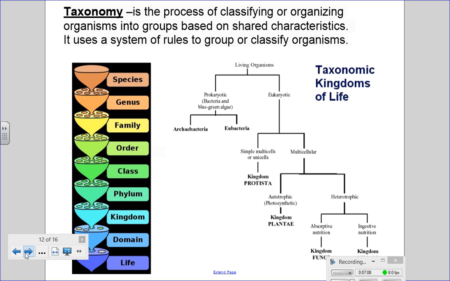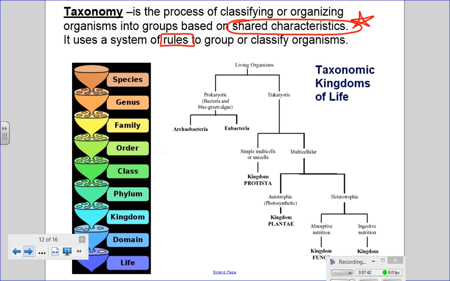Now, what is taxonomy? Well, it's the process of classifying or organizing organisms based on shared characteristics. And this is really the key. This is how we decide what group organisms go into. We look at their characteristics. It has to be characteristics that you can see, that are observable, so that we could use them to classify organisms. Basically, we have a system of rules, and we're going to classify organisms into a bunch of different categories.